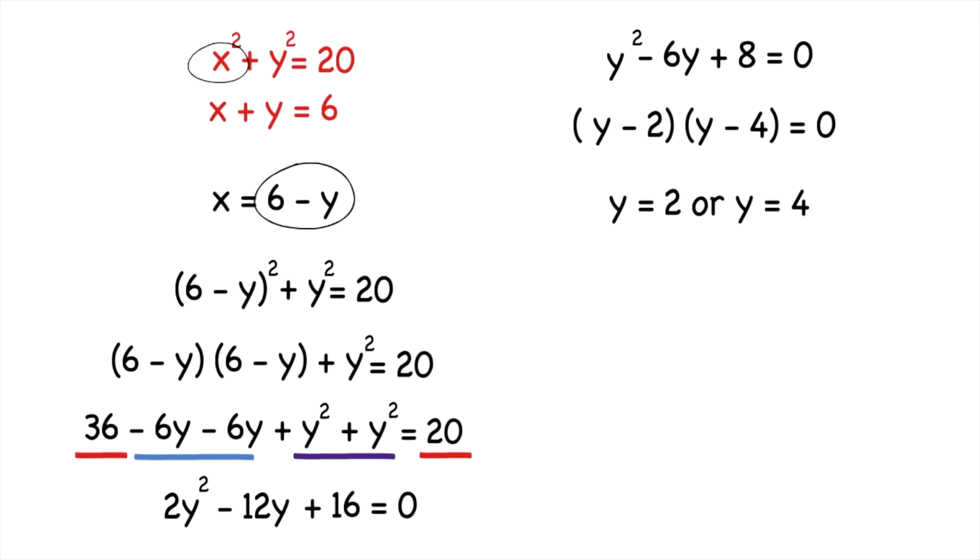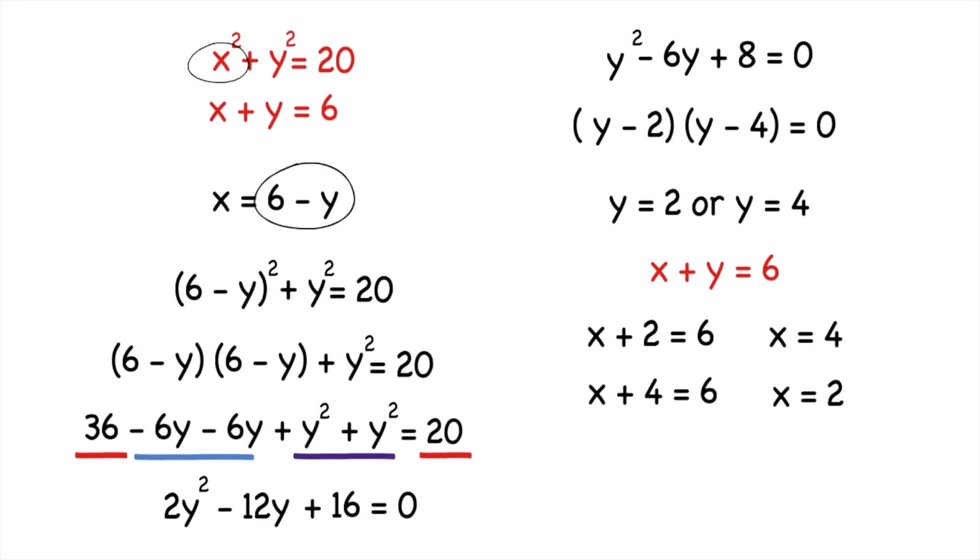I now need to find out what x equals when y equals 2 and what x equals when y equals 4. I can do this by replacing the y in my second equation, x plus y equals 6, with either 2 or 4. By doing that, I can see that when y is 2, x equals 4, and when y is 4, x equals 2. So we have two sets of coordinates and that question is done.